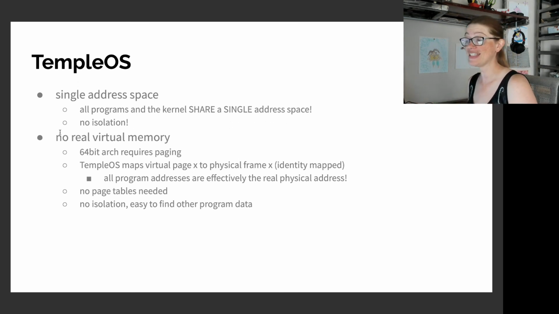And another thing about TempleOS, no real virtual memory. So the architecture, it does use a 64-bit architecture. It's meant to run on Intel CPUs, so they have a paged MMU. I think it uses a 4-level paging system. So TempleOS was required to do that, to support the paged MMU, but he didn't want to use virtual addresses. He didn't want to hide anything. So his virtual addresses are identity mapped, which means that virtual page X is actually physical frame X. So every virtual address is actually the physical address.